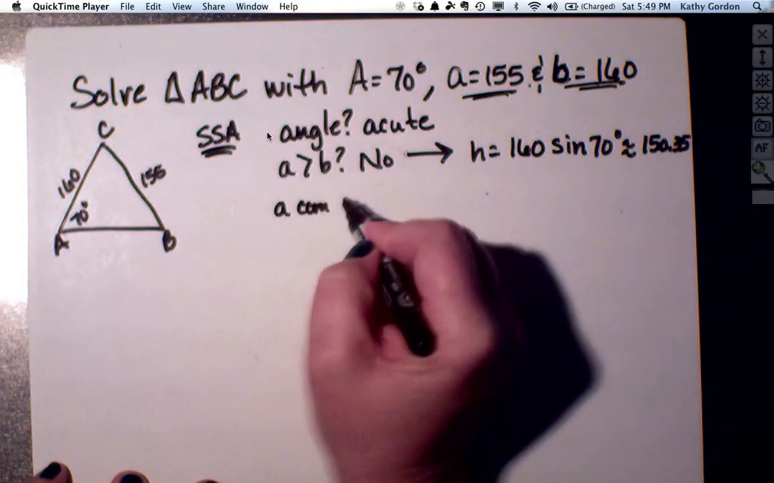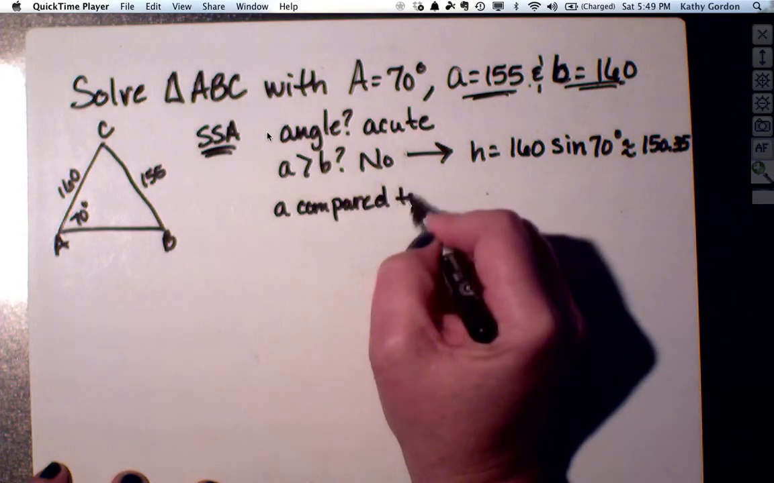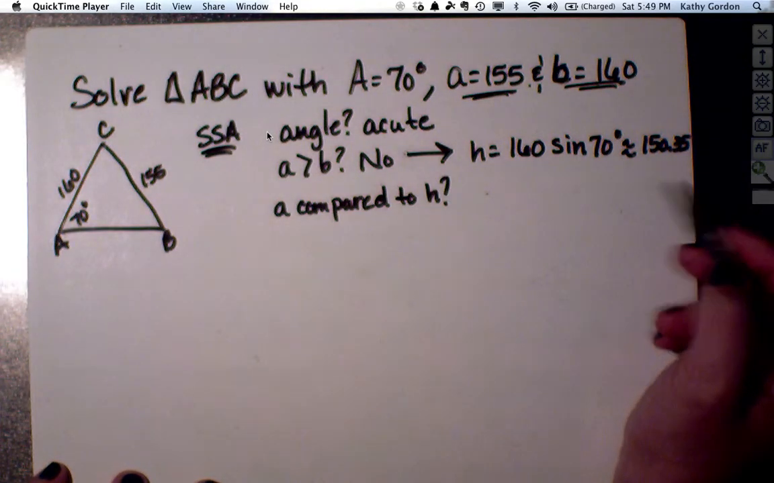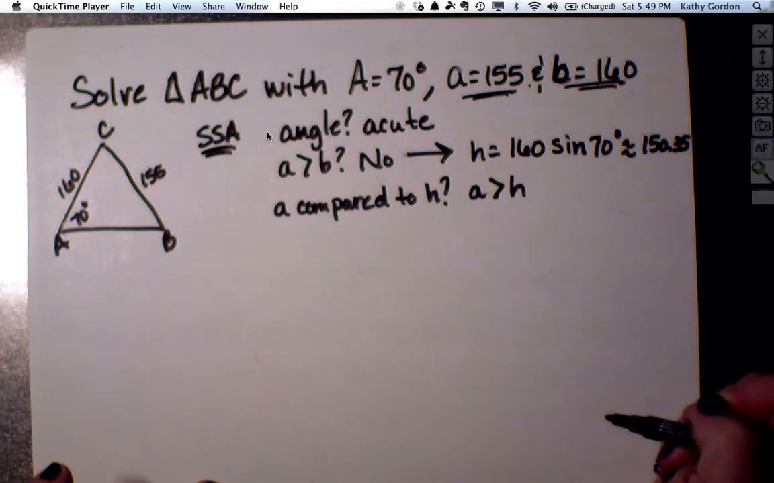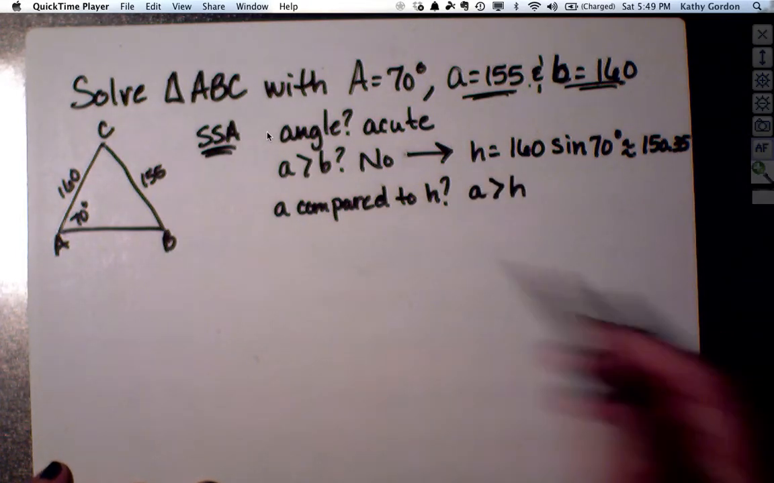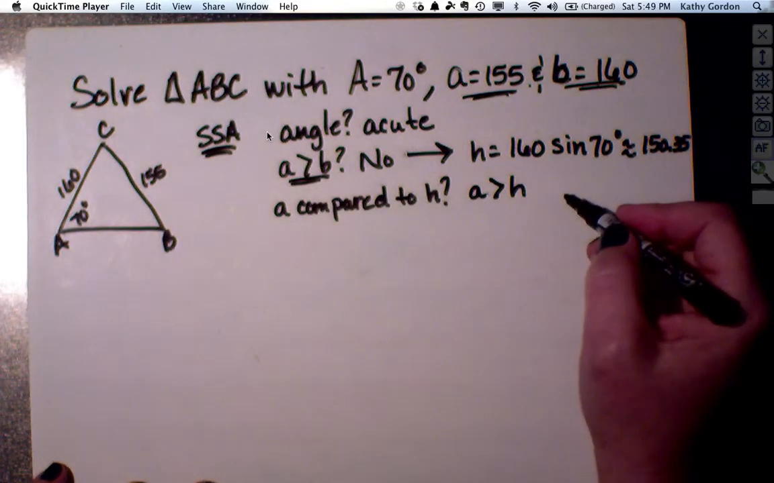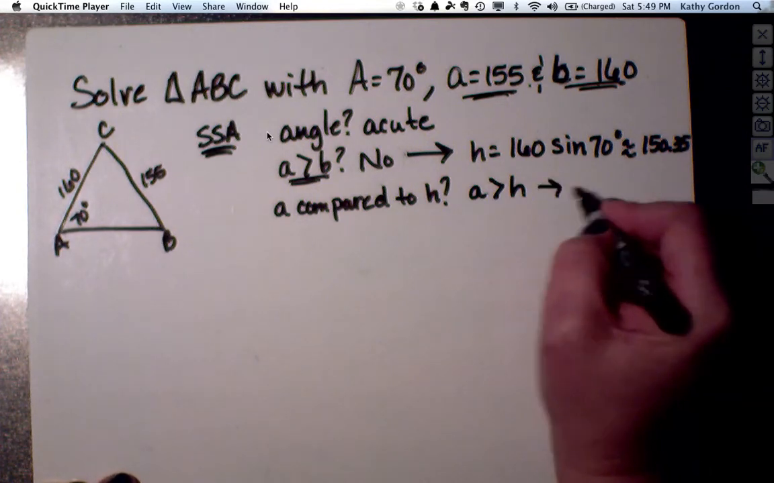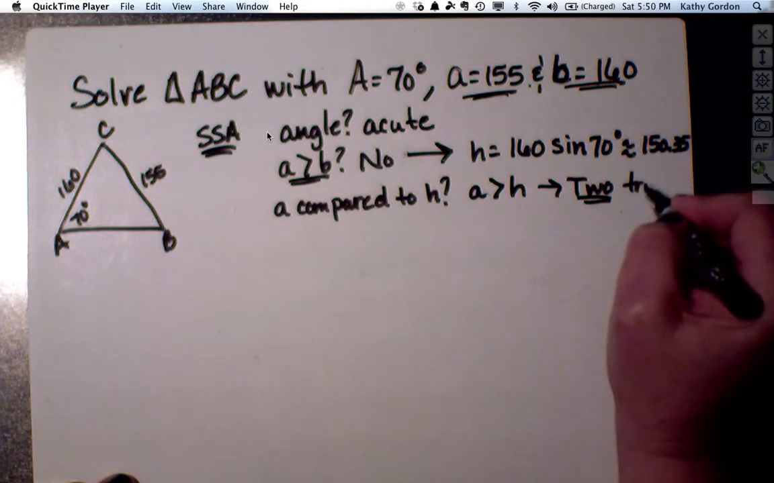So now when you compare your a value to h, we can see that our a is actually bigger than h this time. So it's not bigger than b, which means a is less than b but bigger than h. That's when we get two triangle possibilities.